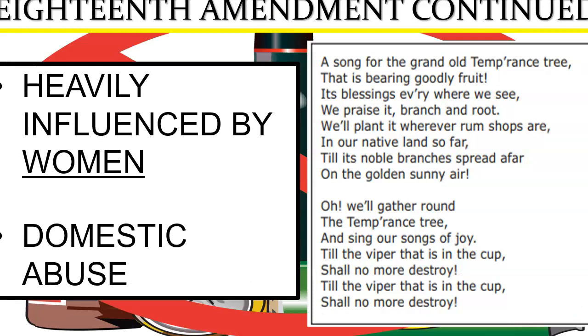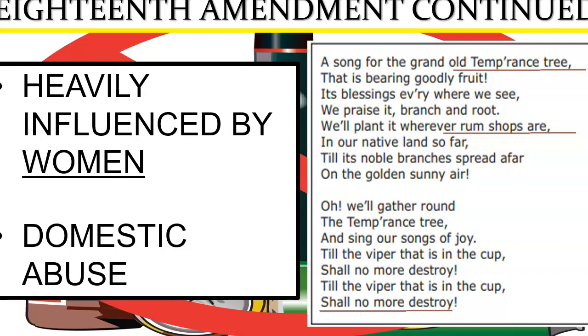A song for the grand old temperance tree, that it bear goodly fruit. Its blessings everywhere we see. We praise its branch and root. We'll plant it wherever rum shops are, in our native land so far, till its noble branches spread afar, on the golden sunny air. Oh, we'll gather round the temperance tree, and sing our songs of joy, till the viper that is in the cup shall no more destroy.